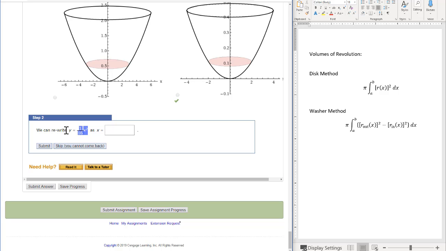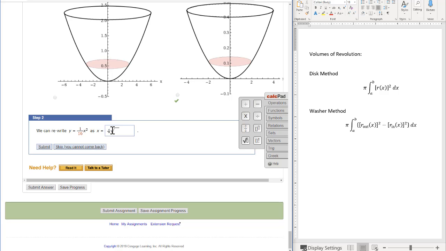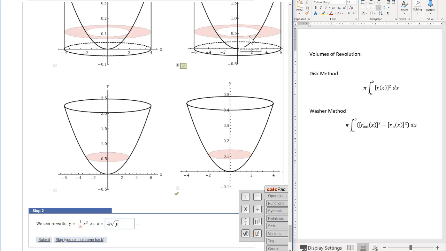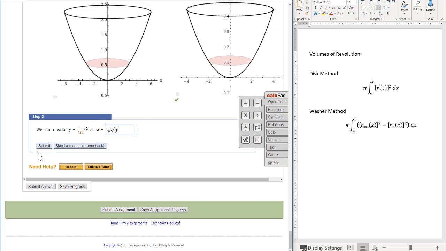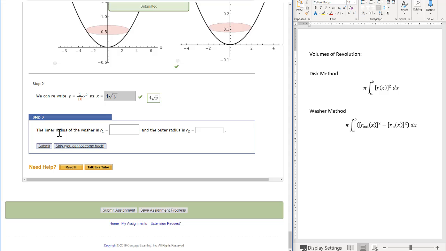Now if we bring the 16 over to the other side, and then we take the square root, that'll leave us with 4 times the square root of y. The square root of 16 is 4, and the square root of y is just the square root of y. Technically when we're solving for this, there's a positive and negative, but we're just going to concern ourselves with the positive side because we seem to be looking at things on the right side. So let's submit that. And then the inner radius is going to be this exact function that we just found.